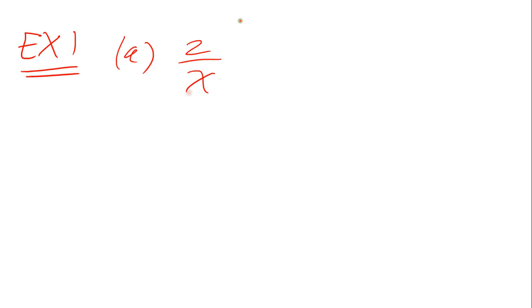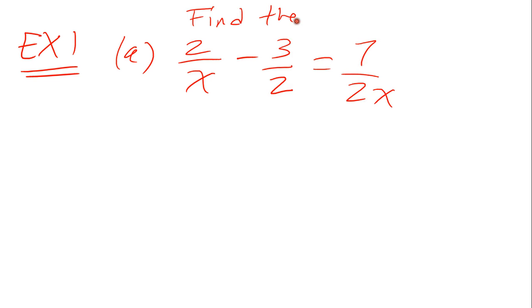So let's look at example one. Okay, let's see here. We have part A: 2 over x minus 3 halves equals 7 over 2x. All right. So now the first thing we want to do is find the domain of this.